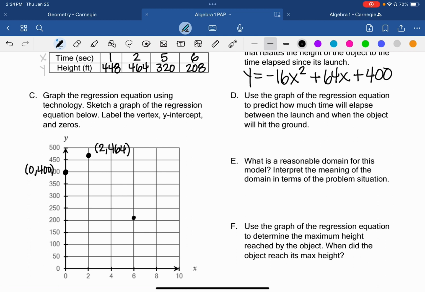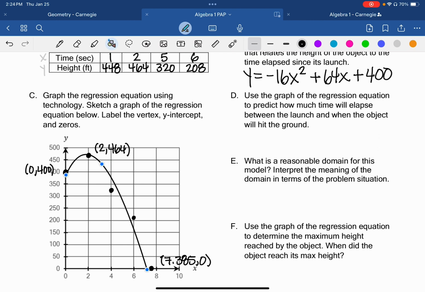Let's see, 320 maybe right in there. And then from my graph, I can see that it's going to have an x-intercept of 7.385, 0. So I can now go ahead and graph that. Let me try the best I can with my graphing feature here.